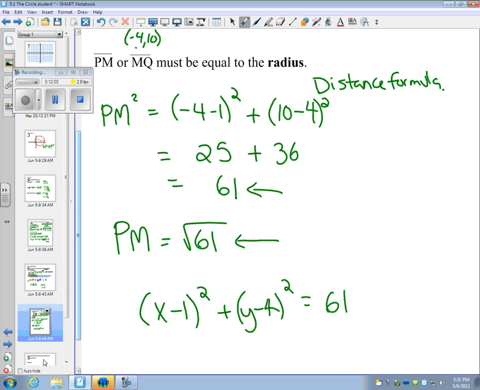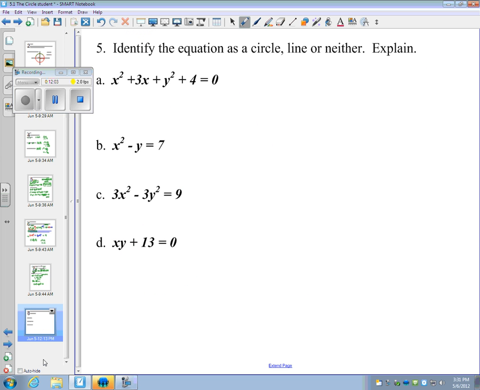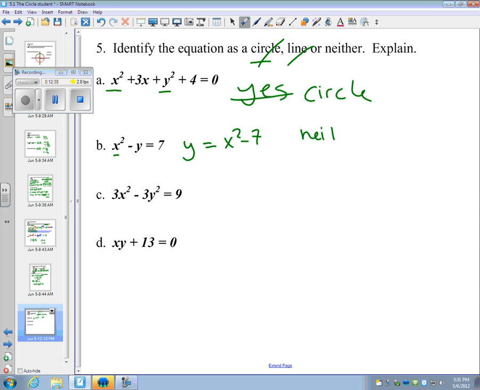Okay, last type of question that we have to do is identify whether the equation is a circle, a line, or neither. So what we're looking for here is x squared and y squared terms. Because this one has both an x squared term and a y squared term, yes, this is a circle. We want circle, line, or neither. Okay, this one right here only has an x squared term. Let's rewrite this. We could rewrite this as y equals x squared minus 7. That is not a circle. That is not a line. That's in fact a parabola. So in this case, we would write this as neither.